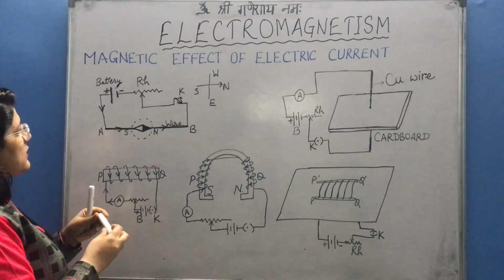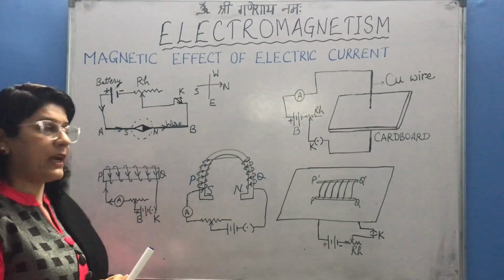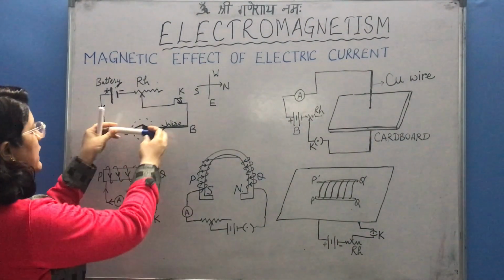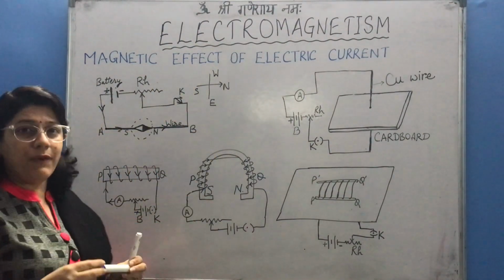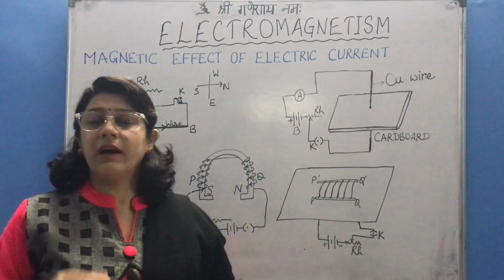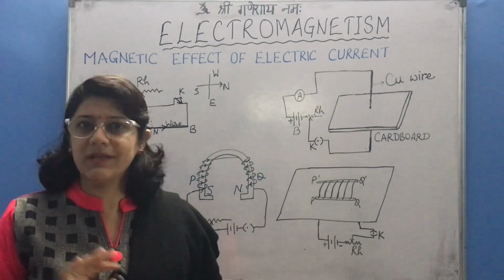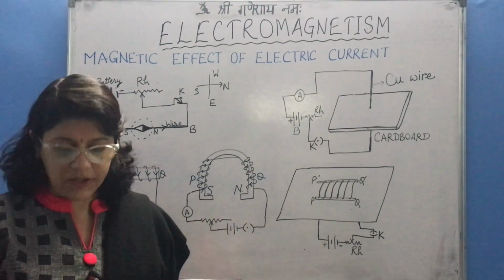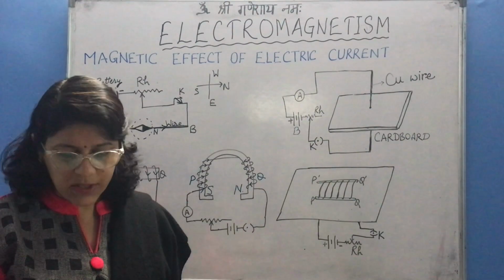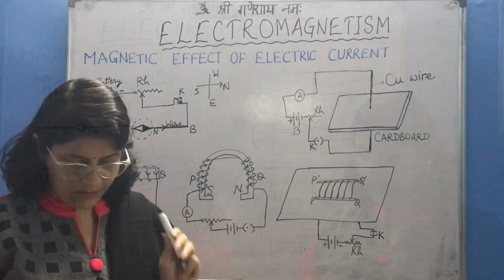And if we change the terminals of the battery, positive becomes negative and negative becomes positive, then the needle will deflect towards east, meaning downward. So the deflection in the needle is a clear indication that some sort of magnetism is there. The inference from this experiment is that a current or a moving charge produces a magnetic field around it, and this is the magnetic effect of current.